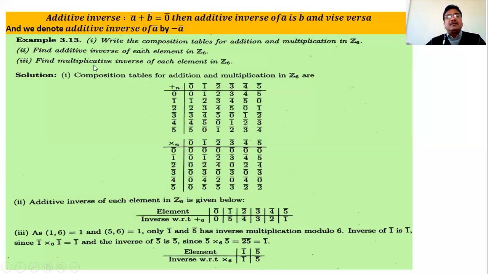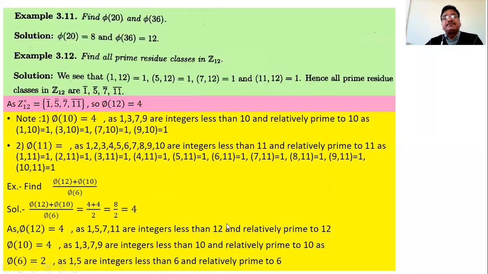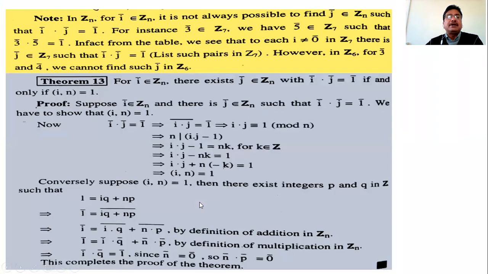Okay, but for the multiplicative inverse, the other word is just inverse. Find the inverse of each element means find the multiplicative inverse of each element. The additive inverse of each element exists, but the multiplicative inverse of each element of Zn does not exist. So this is the theorem for when the multiplicative inverse exists: for I bar in Zn, there exists J bar in Zn such that I bar times J bar is 1 bar, meaning J bar becomes the inverse of I bar.